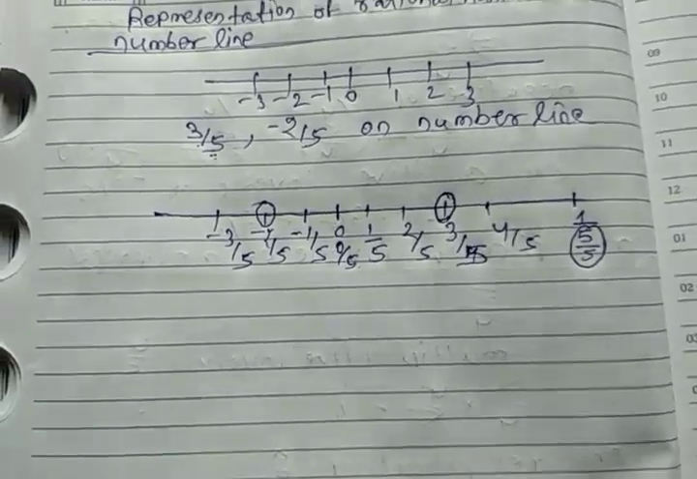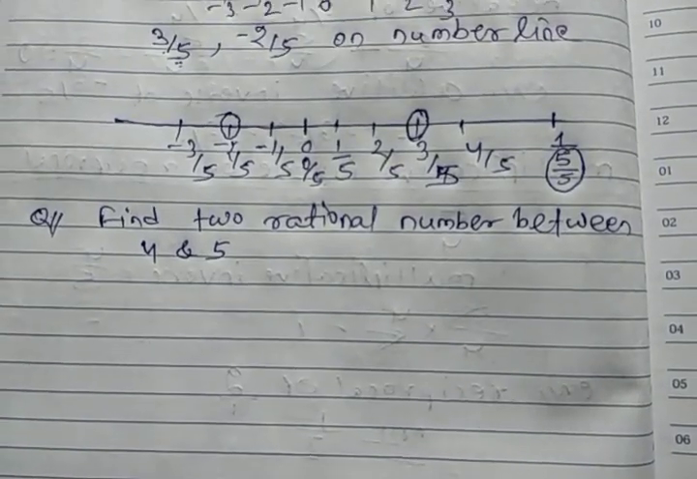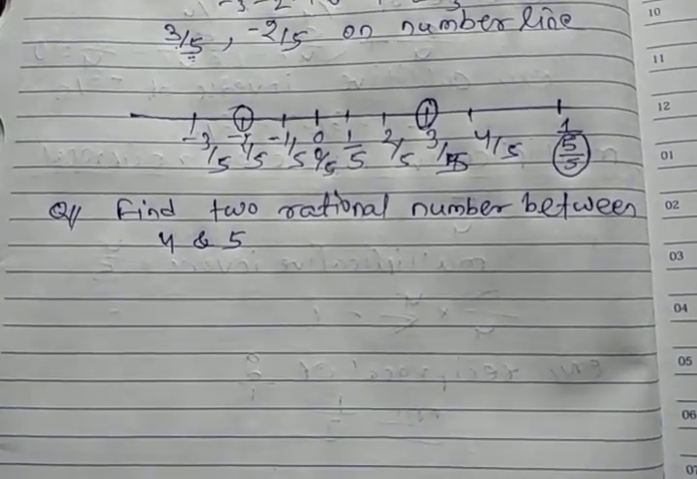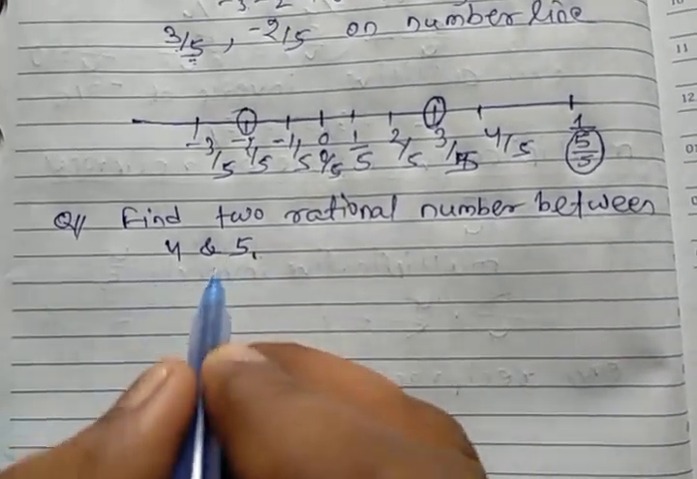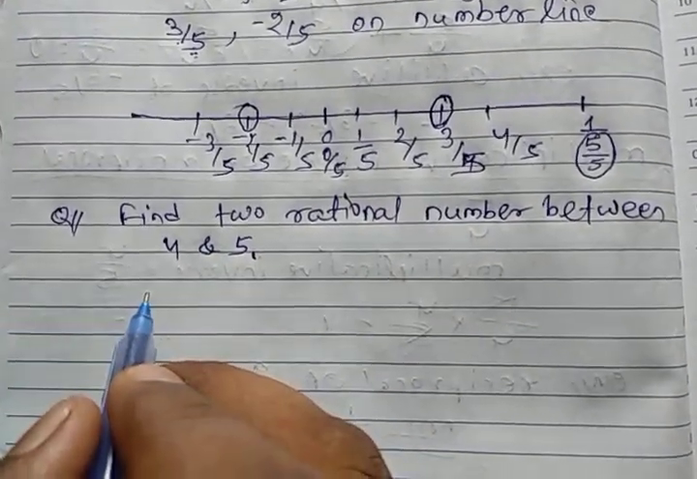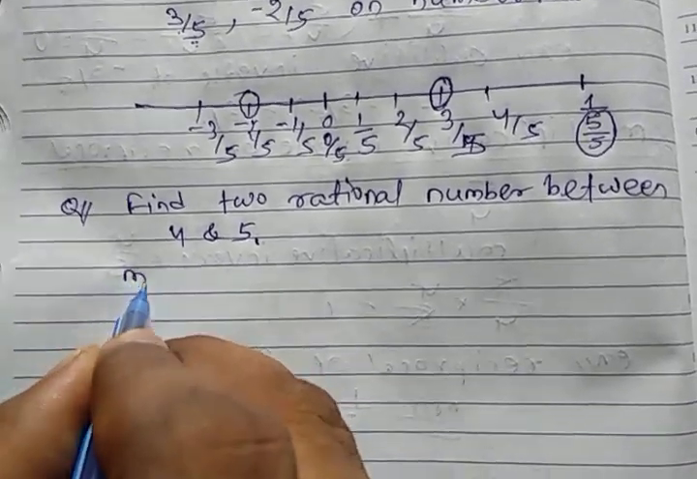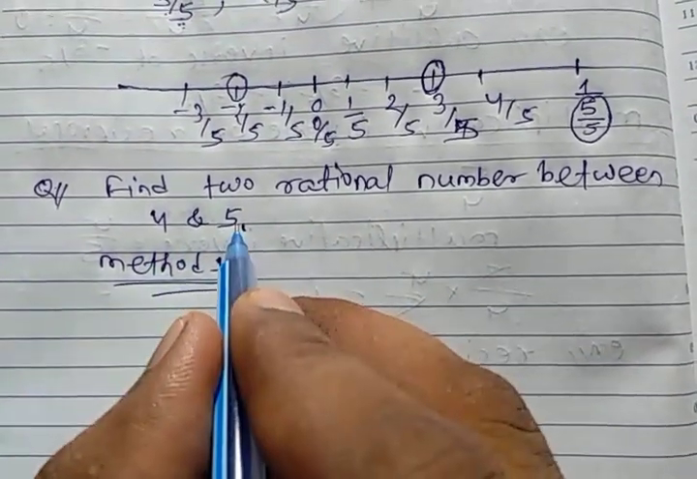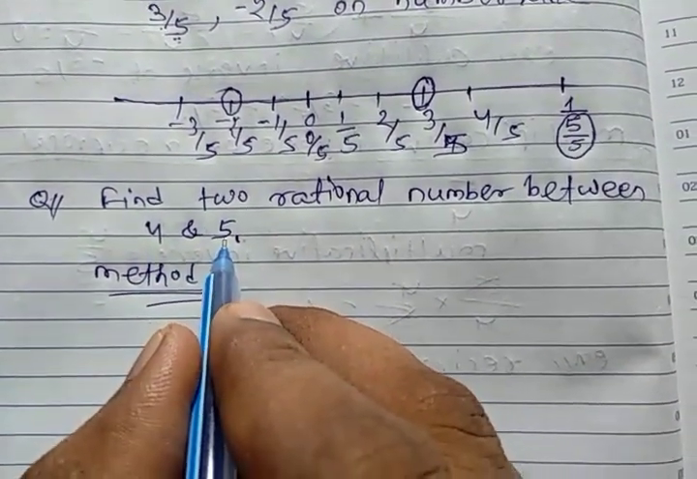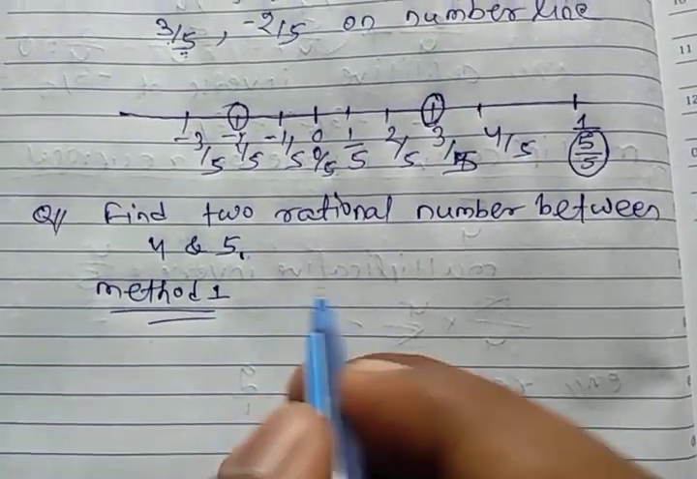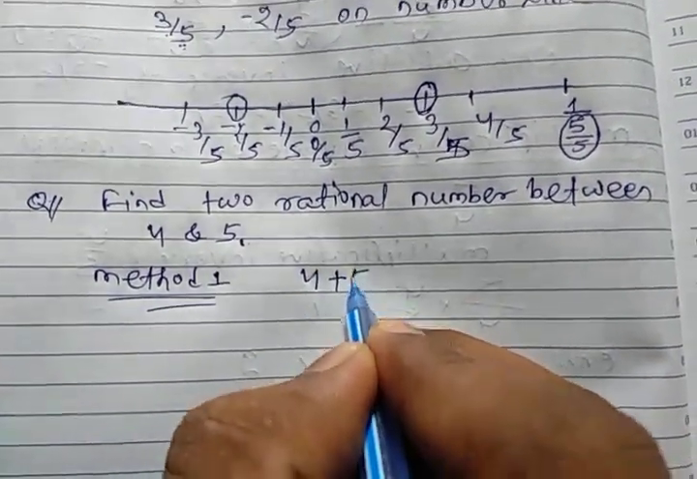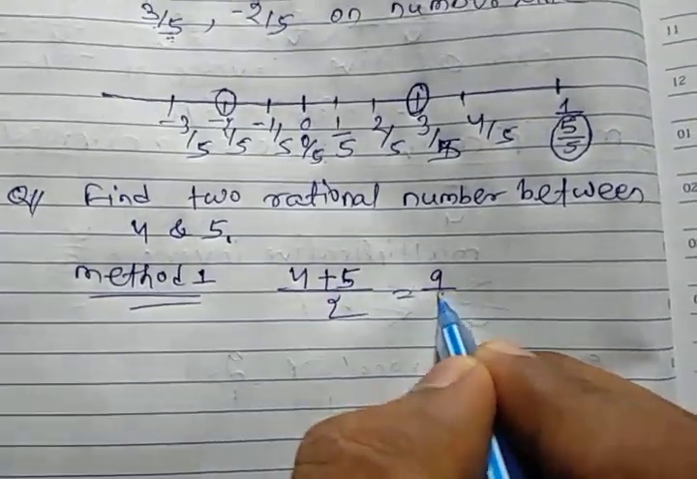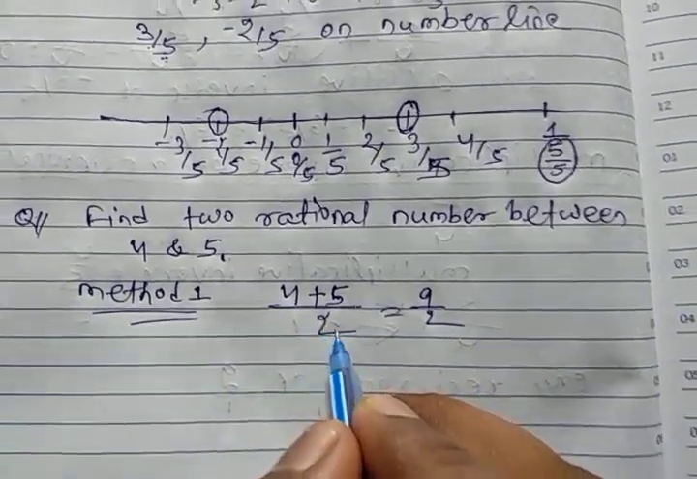Okay, then next is a very important question: find two rational numbers between 4 and 5. In between 4 and 5 we have to find two rational numbers. The first method is method 1. We have to add these two numbers, then divide by 2. First we add 4 plus 5, divided by 2, and we get 9 by 2. 9 by 2 is a rational number.